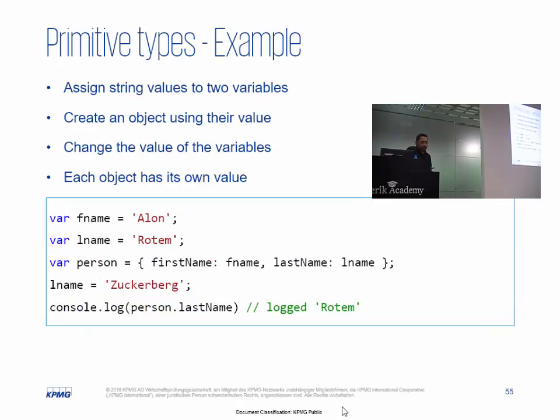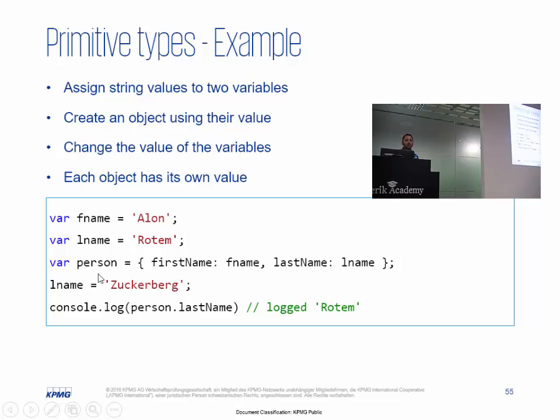Okay, so that's one of the ways that we can take our primitive types and construct an object. We'll see it in more depth in a minute, but we have here two strings which are assigned to values, and here we're creating a variable called person, which has these properties: first name assigned this value, last name assigned this value.